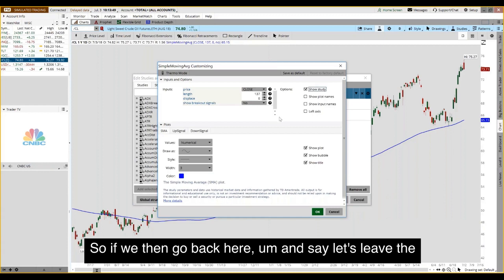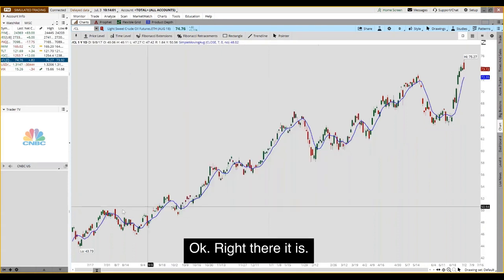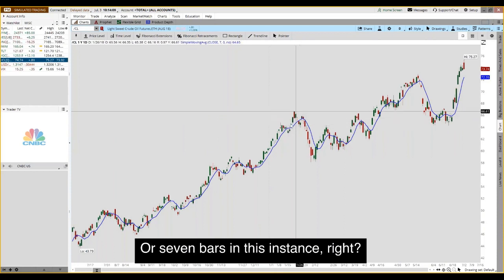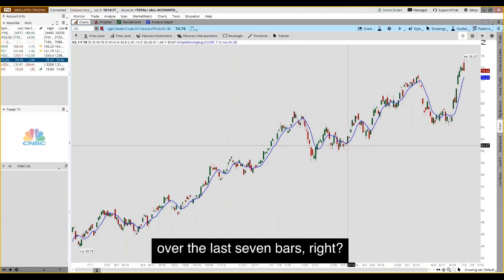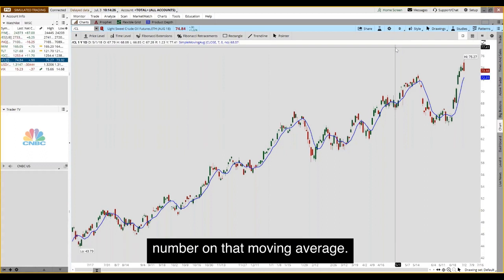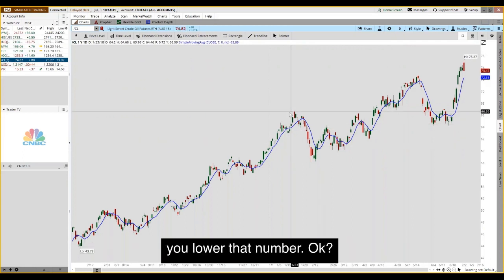So if we then go back here and leave the 7 period moving average now, okay? Right, there it is. It's going to follow price very closely because it's only looking back 7 days, or 7 bars in this instance. So it can move quite a bit depending on the movement over the last 7 bars. So when you want a longer term trend, you increase the number on that moving average. When you're looking for something much shorter term, you lower that number, okay?